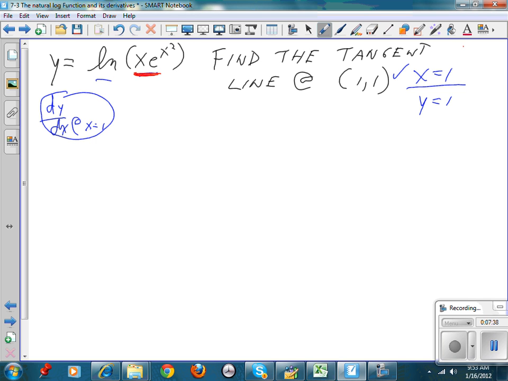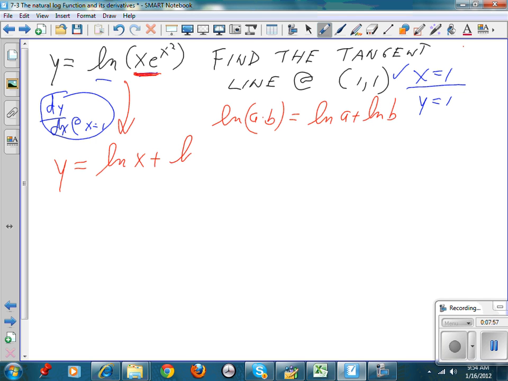You got properties of logs, right? The log of a times b is going to equal the log of a plus the log of b, natural log of b. That's going to be true up here too. Y is going to be equal to the natural log of x plus the natural log of e to the x squared. Well, here we got another property of logs. What is the log of a to the b power? Well, remember, you could bring that b out front. That's equal to b times the natural log of a.